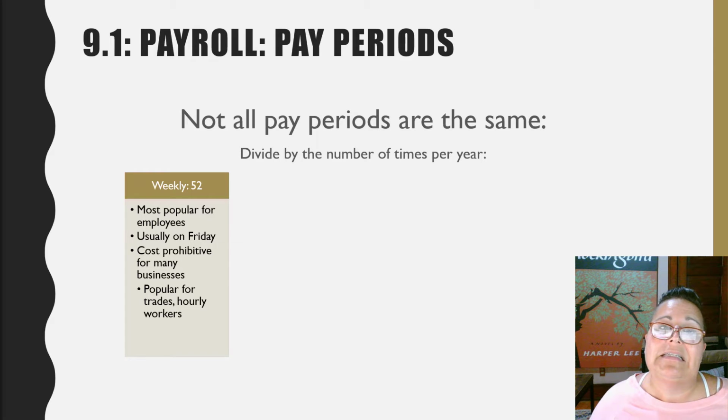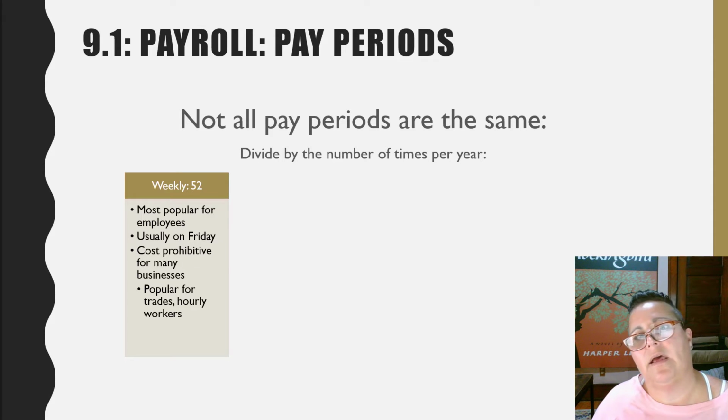However, for a business, this is often cost prohibitive. However, in some pay structures, in some businesses, this is the most common pay structure, such as retail. One of those businesses would be retail. And oftentimes we find in trade work, construction work, plumbing, electrical, those can also be weekly paychecks.